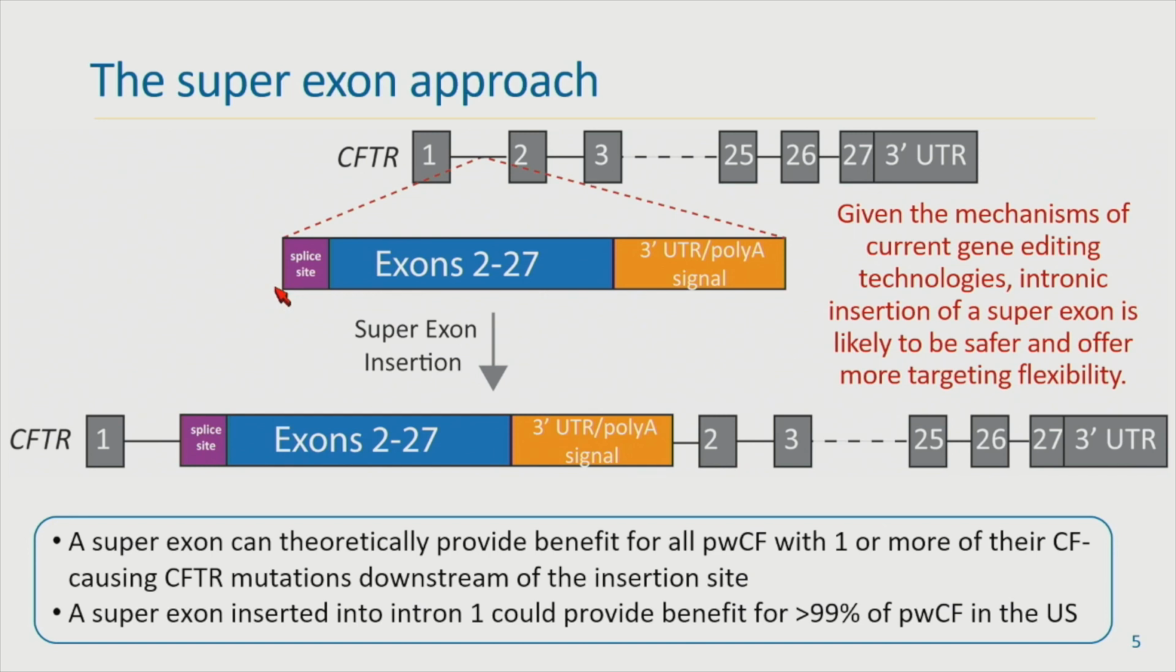Now, a superexon can theoretically provide benefit for all people with CF with one or more of their CF-causing mutations downstream of the insertion site. So a superexon inserted into intron 1 could provide benefit for over 99% of people with CF in the US.